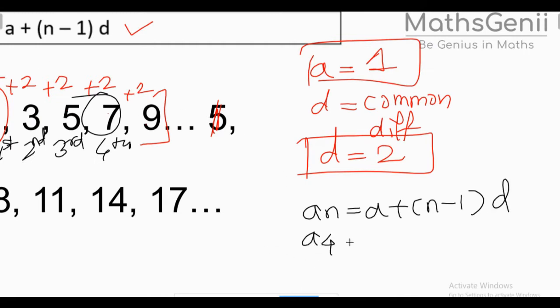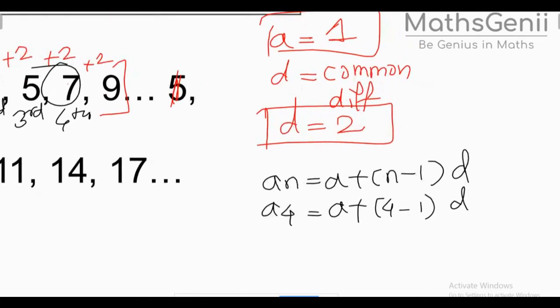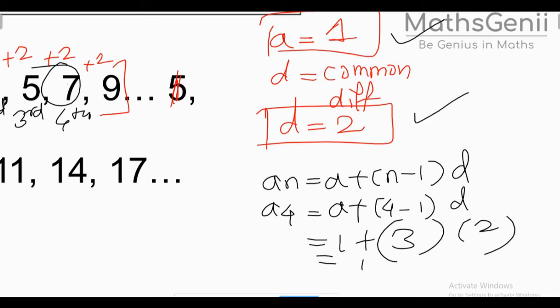So in place of n, I will substitute simply the term I want. So I wanted to find the fourth term. Then a4 is equal to a, I know it is 1, plus 3, that is 4 minus 1, 3, times d, I know it's 2. So 1 plus 6, 7. Is my term 7, right? It's the fourth term, correct? So using this formula, you know how to find the term which you want.